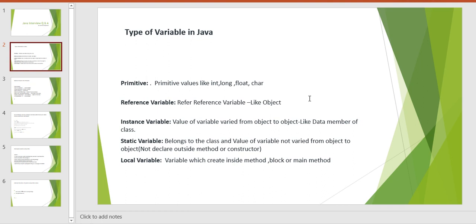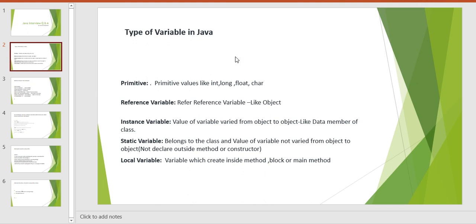If you are creating any class that contains data members and member functions, the data members can be of any type. It may be a primitive type, like integer, long, float, character, boolean. So these are the primitive data types. If you are creating a class like public class demo and inside it int id, then int represents a primitive data type. A reference variable refers to an object.